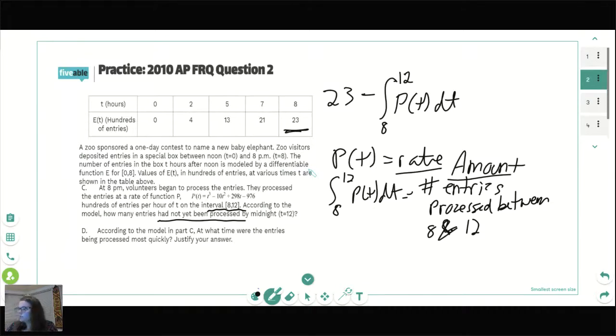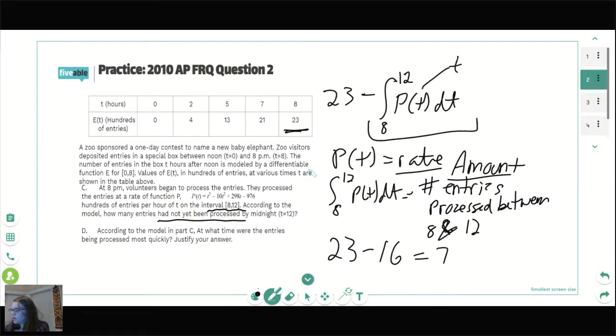Okay. So when we take this integral, has anyone taken it on their calculators? I ended up with 16. 23 minus 16, which gets us 7. So if you type this integral into your calculator, plugging in P of t, which is t cubed minus 10t squared plus 298t minus 976, you should be able to get 16.